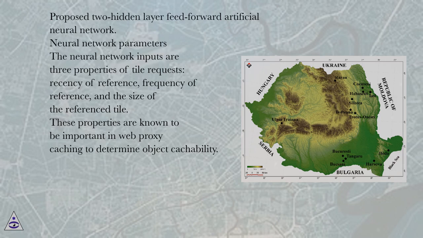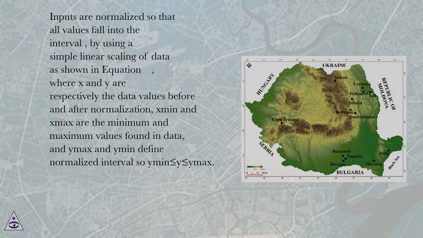Neural network parameters. The neural network inputs are 3 properties of tile requests: recency of reference, frequency of reference, and the size of the reference tile. These properties are known to be important in web proxy caching to determine object cacheability. Inputs are normalized so that all values fall into the interval, by using a simple linear scaling of data as shown in equation, where x and y are respectively the data values before and after normalization.